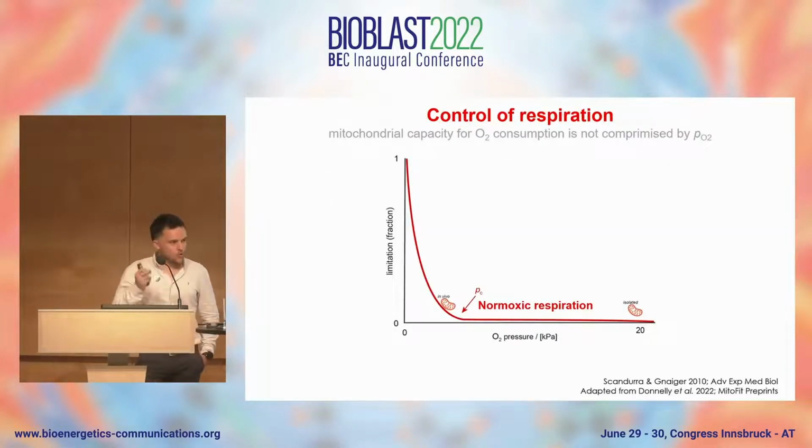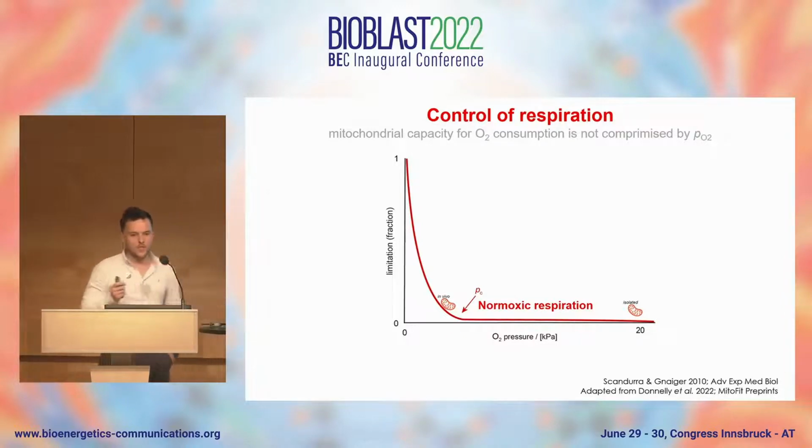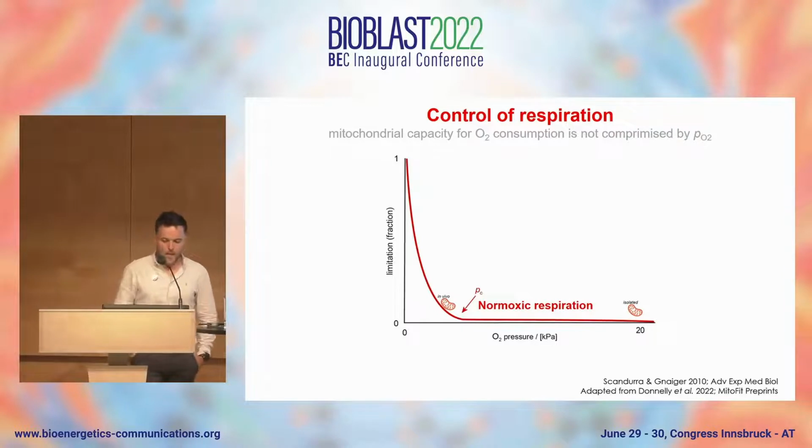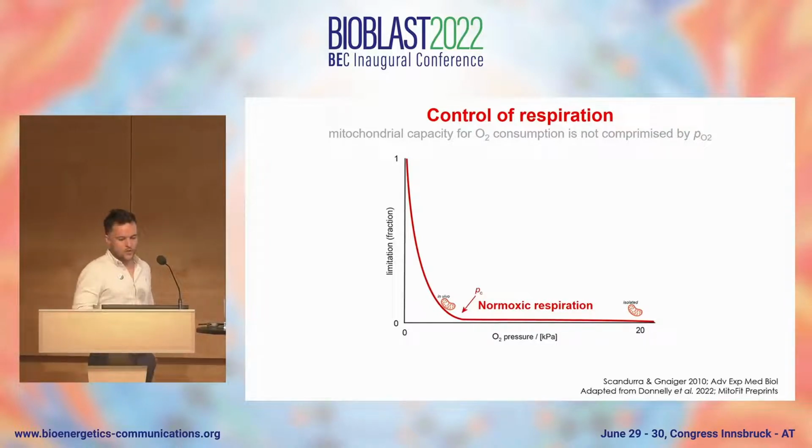So this control region actually connects B to our final precept C, control of respiration, with a reference to kinetically saturating oxygen pressures. And therefore, normoxic respiration can be defined as respiration at kinetic oxygen saturation, and hypoxic respiration, of course, below this critical oxygen pressure.